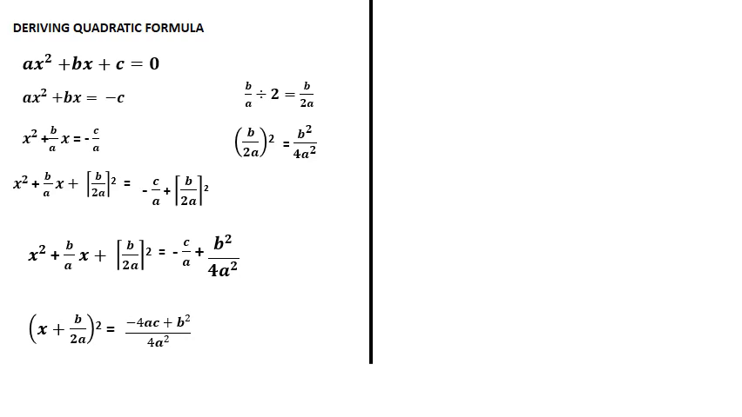Then we take the square root of both sides. The square root of (x plus b over 2a) squared is equal to the square root of (minus 4ac plus b squared) over 4a squared. On the left hand side, the square and the square root will cancel each other, and we shall have x plus b over 2a.